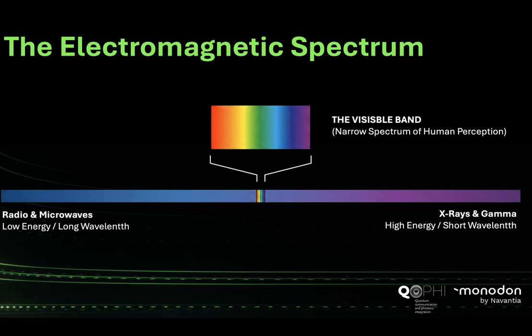On the other end, we have X-rays and gamma rays. These have very high energy and extremely short wavelengths, which is why they are used in medical imaging and scientific research. Right in the middle is the visible spectrum, which is the only part of the spectrum that human eyes can detect. What's interesting is that this visible band is actually very small compared to the entire spectrum. In photonics, we often use wavelengths outside the visible range, specifically infrared, because they are more efficient for communication through optical fibers.